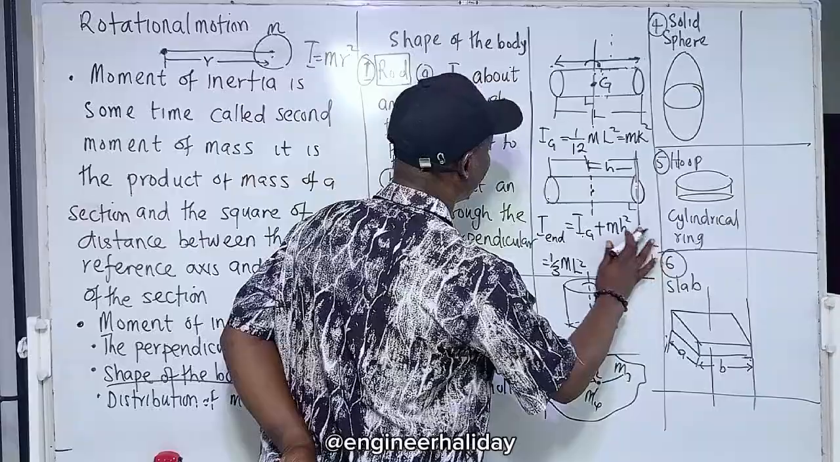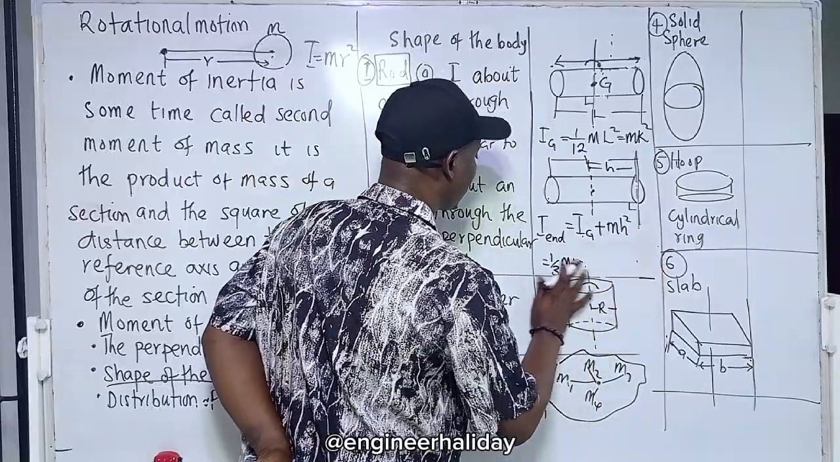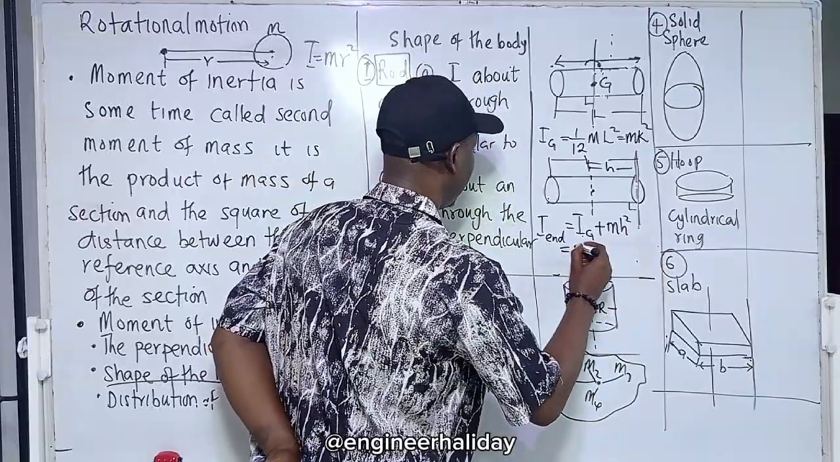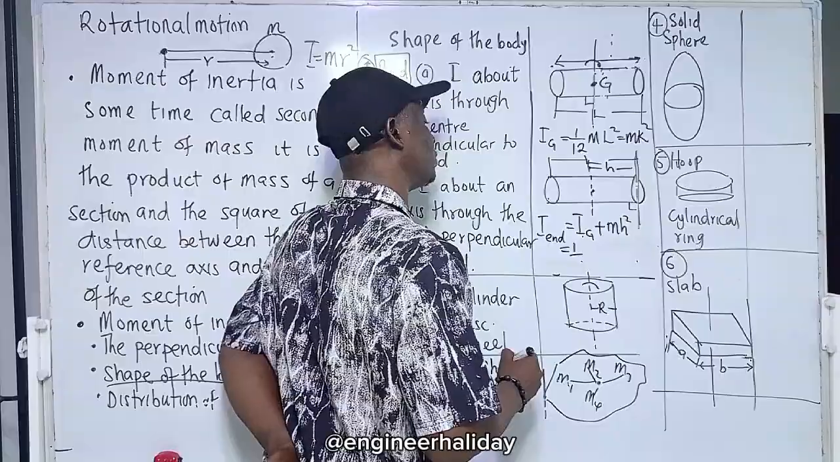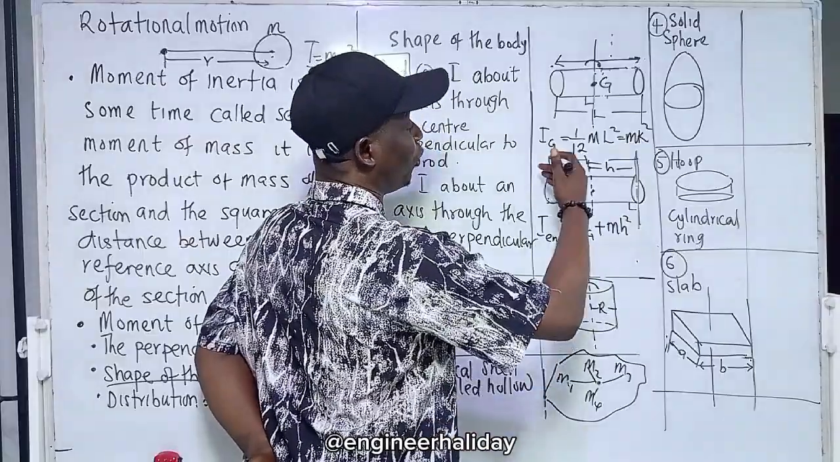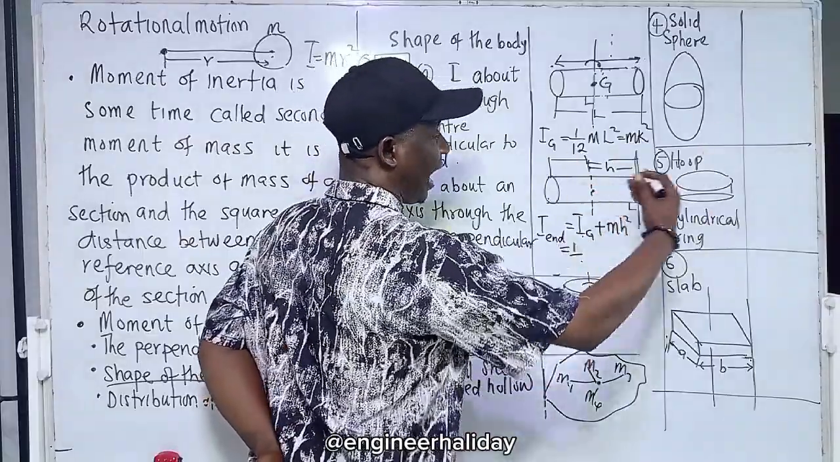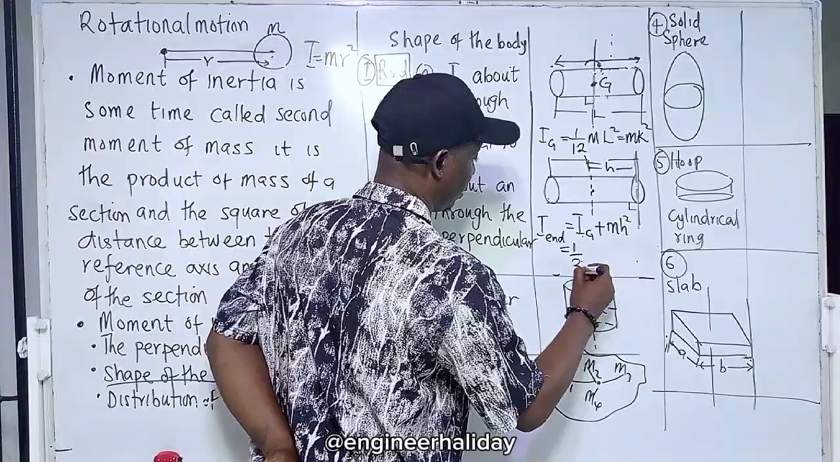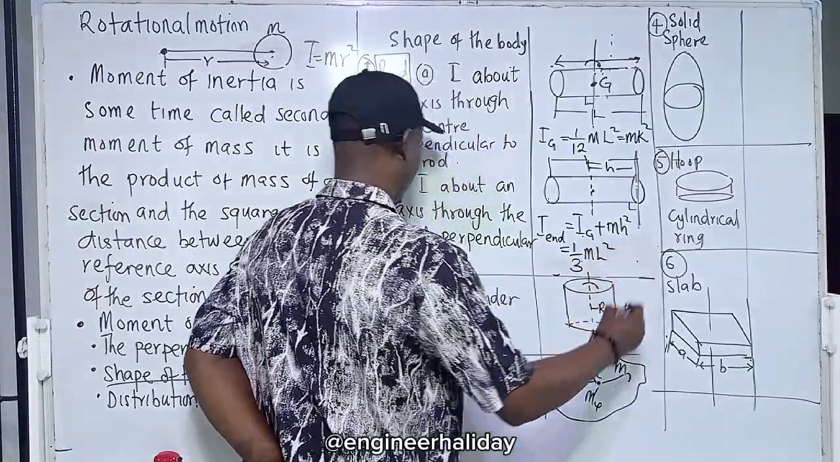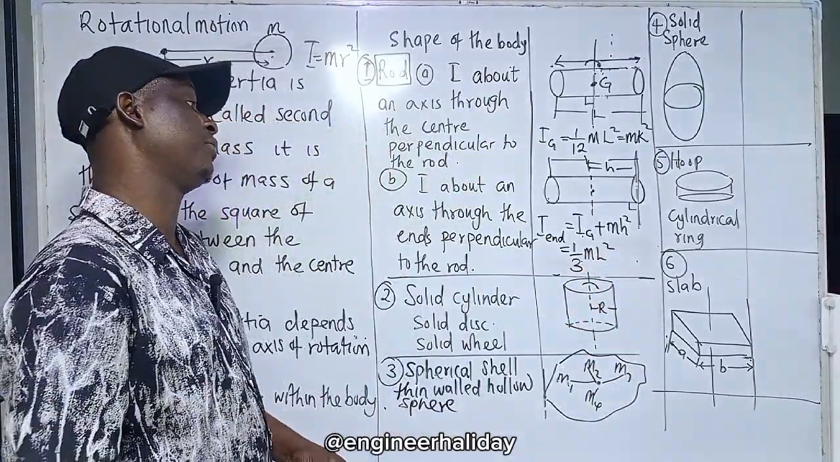So that is how we arrive. We use what they call the parallel axis theorem. This is what we call the parallel axis theorem. It is used to calculate the moment of inertia on the body or outside the body at any position of the body, which is ml square. So use that formula, you are going to have that.